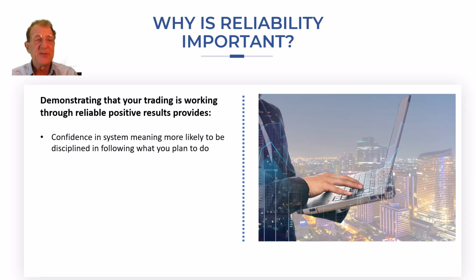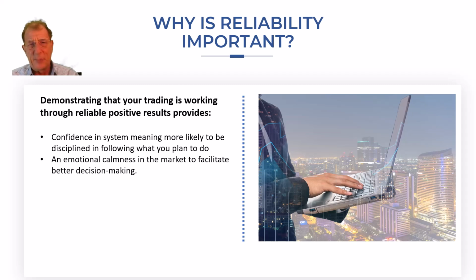First of these is it gives you confidence in the system. There is no greater determinant of discipline and execution than to have confidence in your system. That's indisputable. If you don't really believe in your trading system that you're using in the market, then the chances of you following it are dramatically reduced. The second thing that is important in terms of reliability is having that emotional calmness. And having that calmness in the market facilitates better decision making. We all know that that is the case. If we're in a state of emotional upset, then our chances of making good decisions are dramatically reduced.